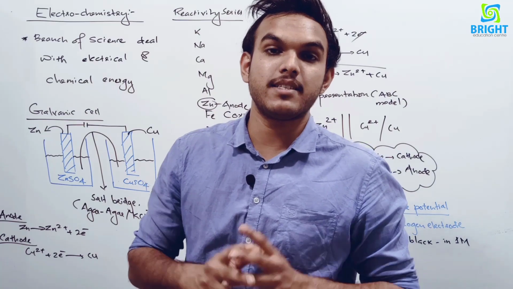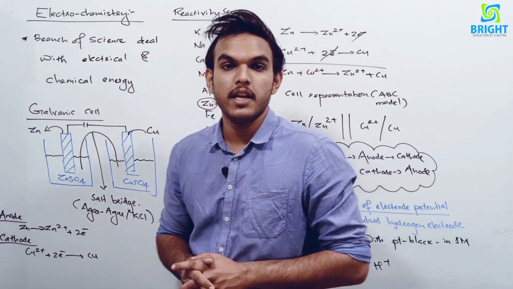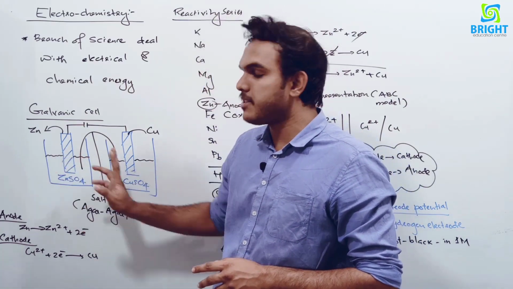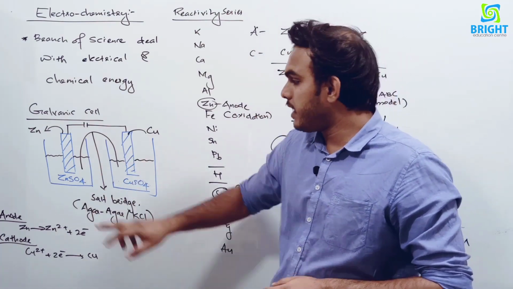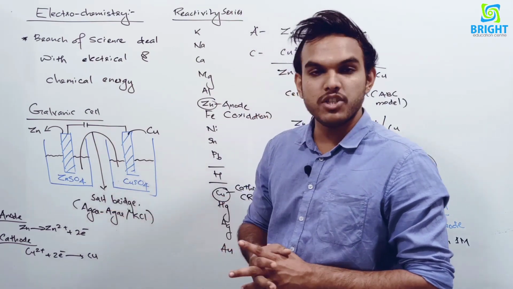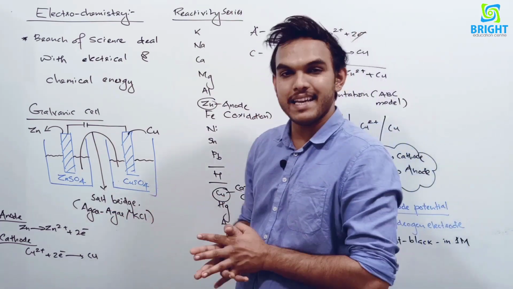Galvanic cell is also known as Daniell cell or voltaic cell. In this setup, you have zinc dipped in zinc sulfate and copper dipped in copper sulfate solution. They are connected by a salt bridge. The salt bridge is made up of agar or KCl.